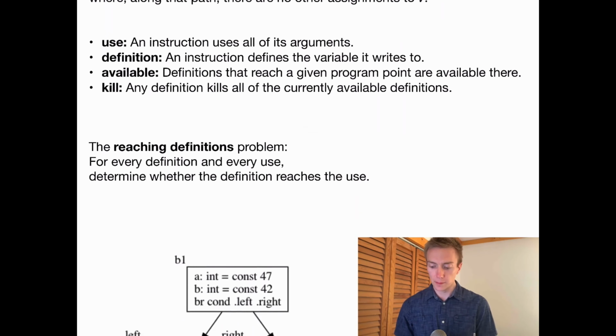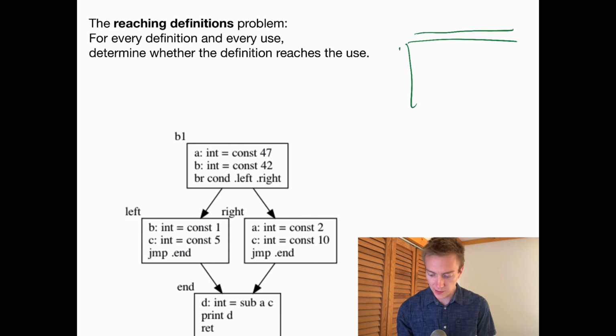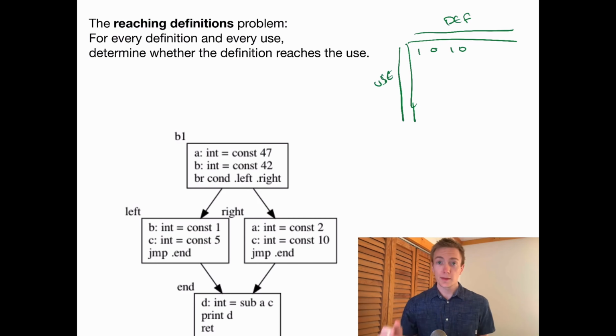So the reaching definitions problem, the analysis problem we want to solve, can be put this way. For every definition and every use, and remember, definitions and uses in this terminology are instructions, so for every instruction that either uses a variable or writes to a variable, we want to determine whether that definition reaches that use. If you like, you can think of this as a big matrix where you write all the instructions along the x-axis and all the instructions along the y-axis, and we want to put in a 1 or a 0 at every location to say if this definition reaches this use. So that's the formal definition of the reaching definitions problem.